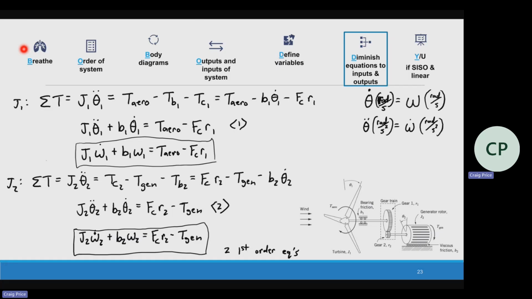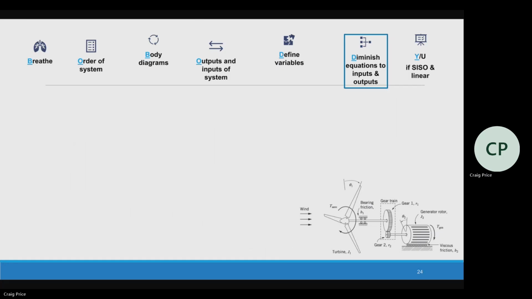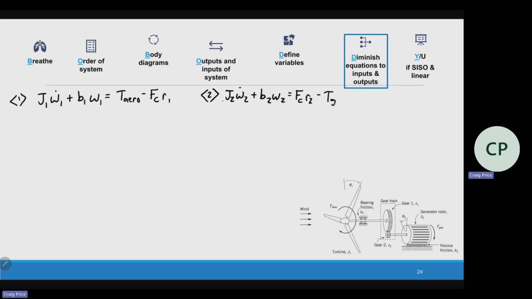Okay, so we're going to go to the next slide. We're going to try to figure out how to put these together. So here's my first equation, T arrow. Okay, there's equation 1. Here's equation 2. And this is contact force R2 minus T gen.